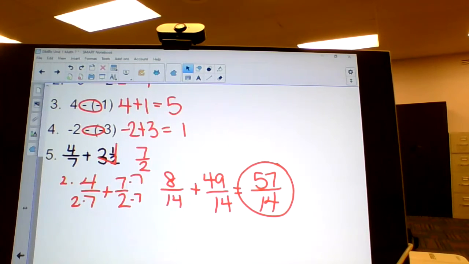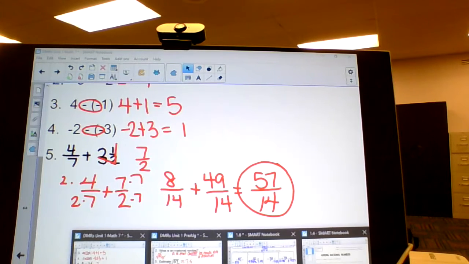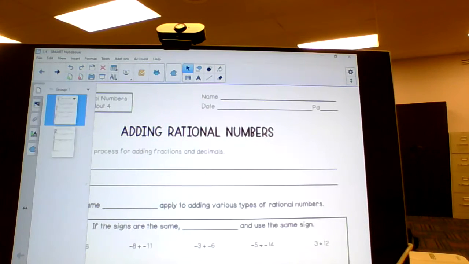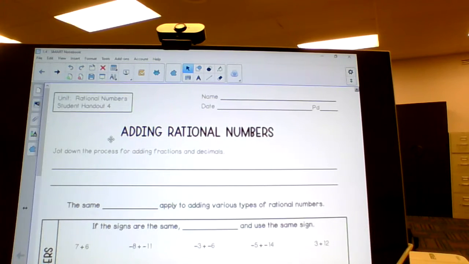Today we're going to look at adding rational numbers. Now, rational numbers are not just integers. So they're not just counting numbers. They're also decimals and fractions. So some of them are positive, some of them are negative. So the first thing that we're going to talk about is the process for adding fractions.